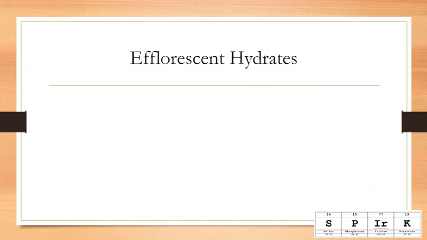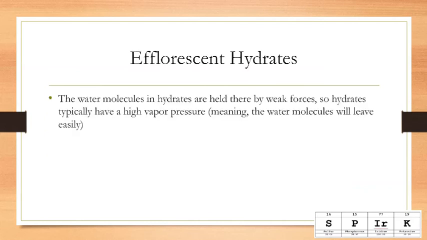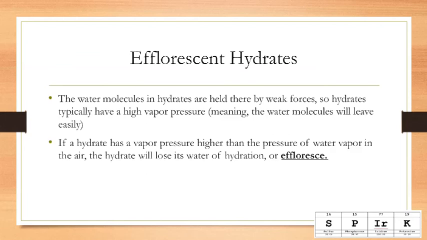So efflorescent hydrates. The water molecules in hydrates are held there by weak forces, so hydrates typically have a high vapor pressure, meaning that the water molecules will leave easily. If a hydrate has a vapor pressure higher than the pressure of water vapor in the air, the hydrate will lose its water of hydration, or it will effloresce.